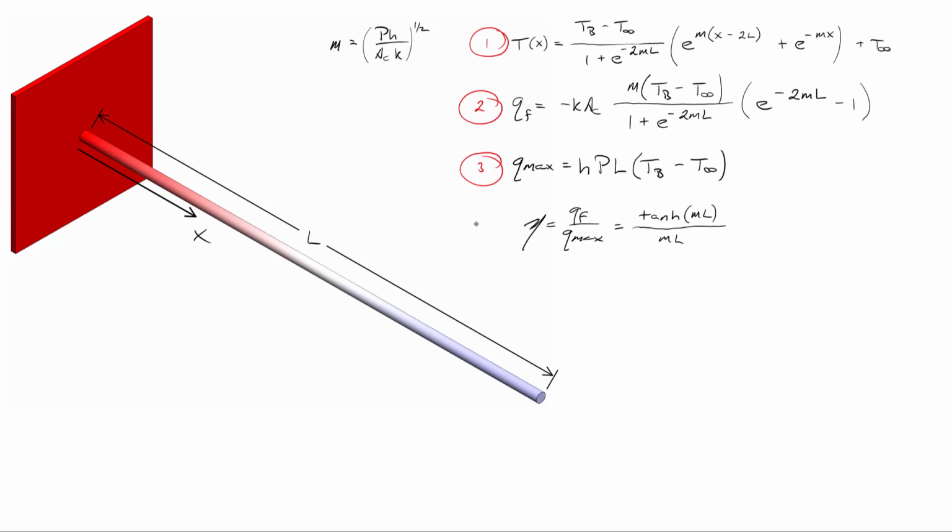And then finally, we talked a little bit about the fin efficiency, which is the ratio of the actual amount of heat being drawn through the base of the fin divided by that hypothetical maximum.